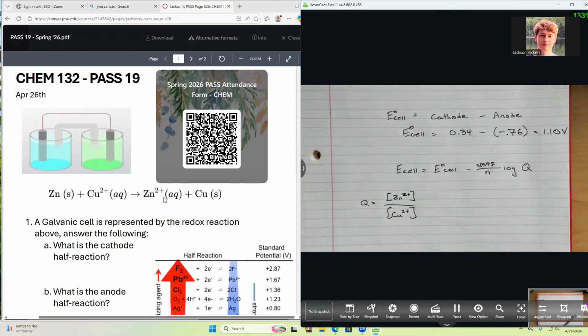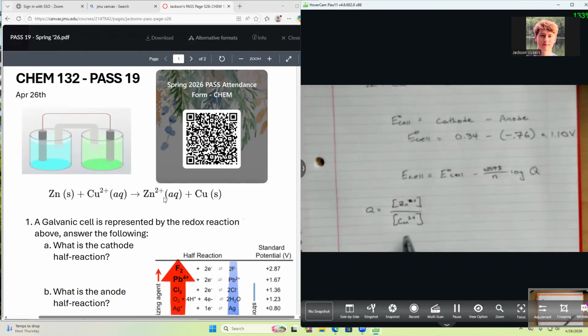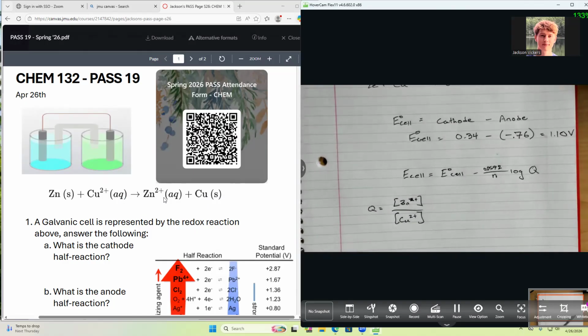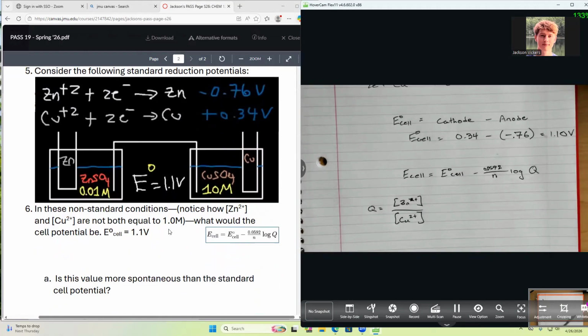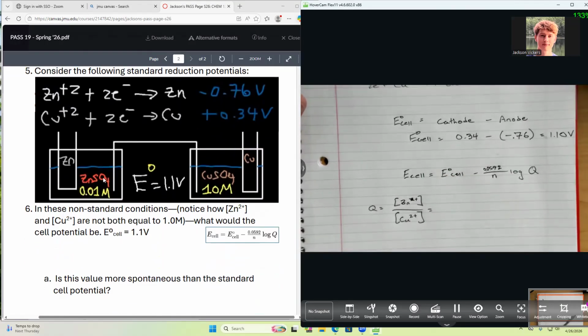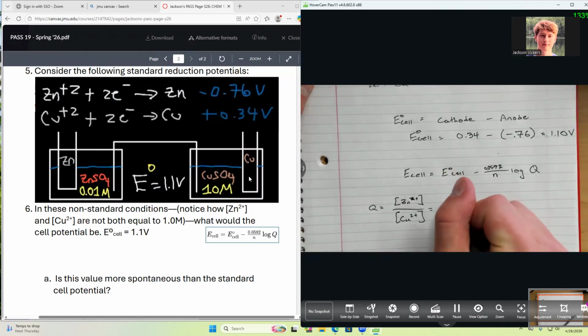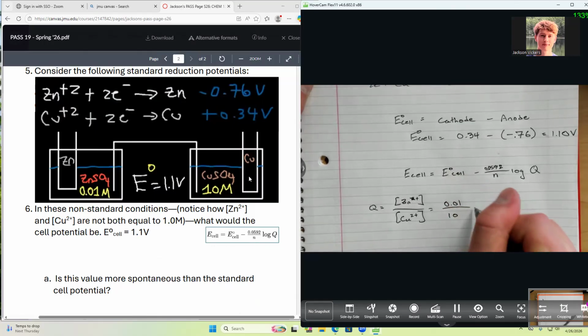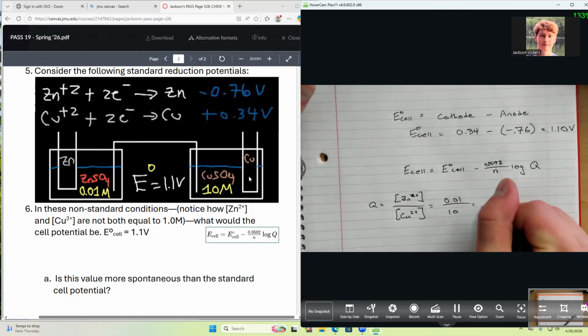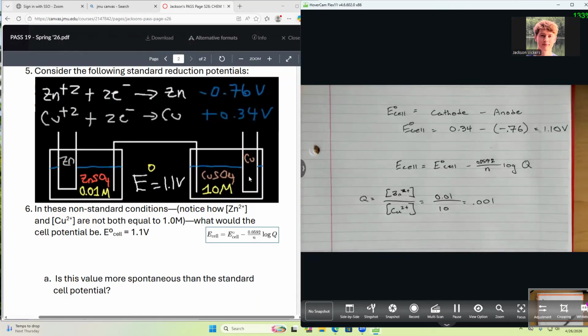Does that make sense? So I guess we could say that the cathode ions will always be in the reactant, so in the denominator. If we have these concentrations given to us, don't worry about the sulfate. That's a counter ion in this case. All we need to know is that this is going to be 0.01 divided by 10, and I think that is 0.001. Off the top of my head, that sounds right.